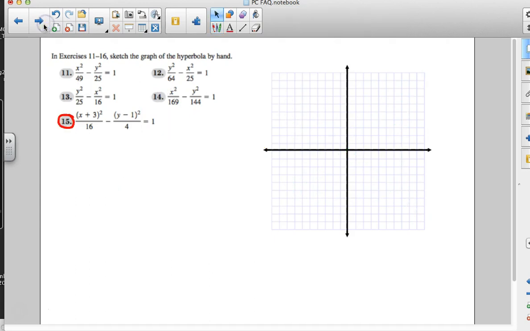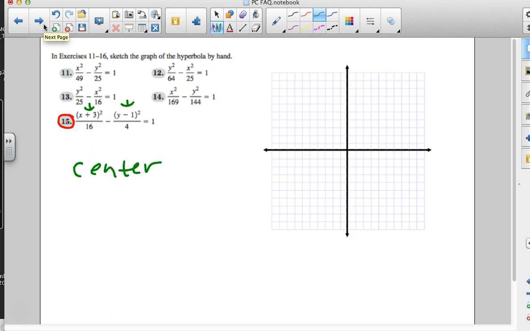And 15 is very similar. 15 is sketch the graph of the hyperbola by hand. Difference here is that we are no longer centering at 0, 0. We have an h and a k value. So our h value, because the formula itself is x minus h, our new center is actually going to be at -3, 1. So -3 and 1 is our center. And now we need to figure out if we're talking about horizontal or vertical. And notice it is x squared first and y squared second. And that's going to tell us that this is going to be horizontal.